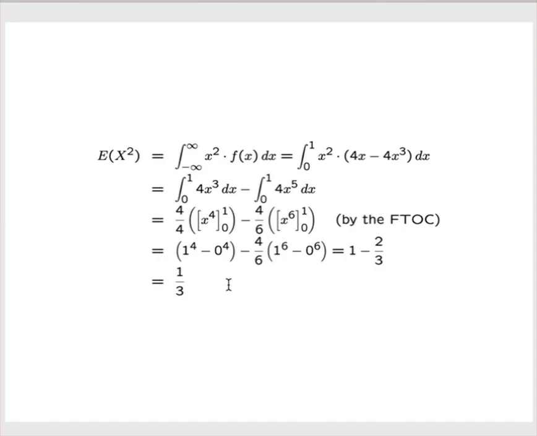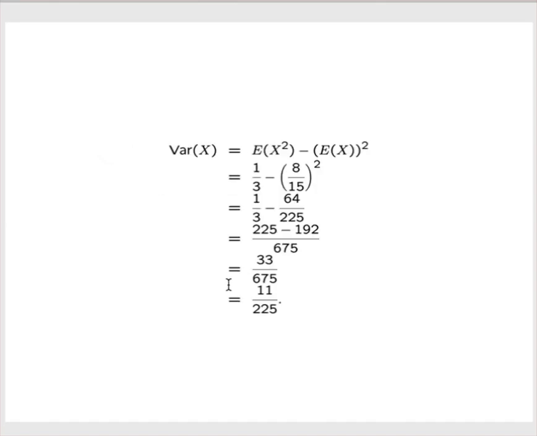Now, with the first two raw moments, we have all we need to calculate the variance of the distribution using the expansion formula. So the variance of x is given by the expected value of x squared minus the square of the expected value of x. So 1/3 minus the square of 8/15. And when we go through and do a little bit of algebra, we get the value 11 over 225 for the variance.